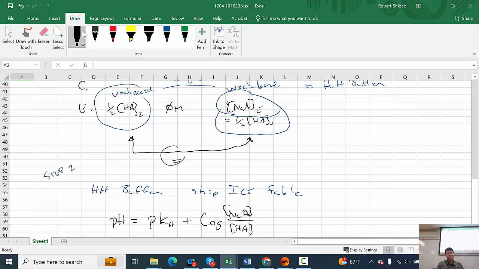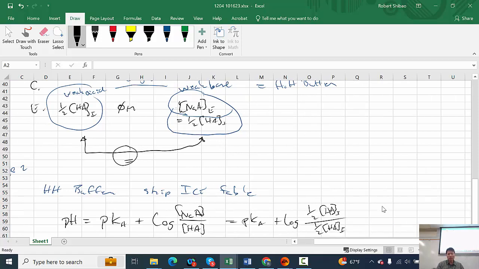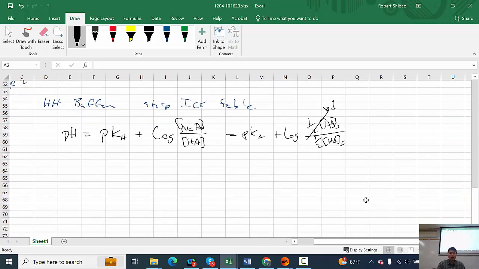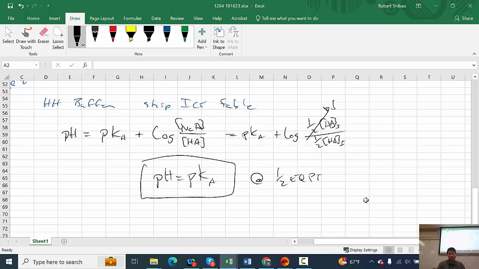And they're equal. The concentrations are equal, and so it's 1 to 1. In other words, this is going to equal the pKa plus the log of 1/2 the HA concentration initial divided by 1/2 the HA concentration initial. And so that's equal to 1. And so log base 10 of 1 is 0, which results in this: the pH is equal to the pKa. This is very important. This is what we call the half equivalence point for the titration of a weak acid plus strong base.